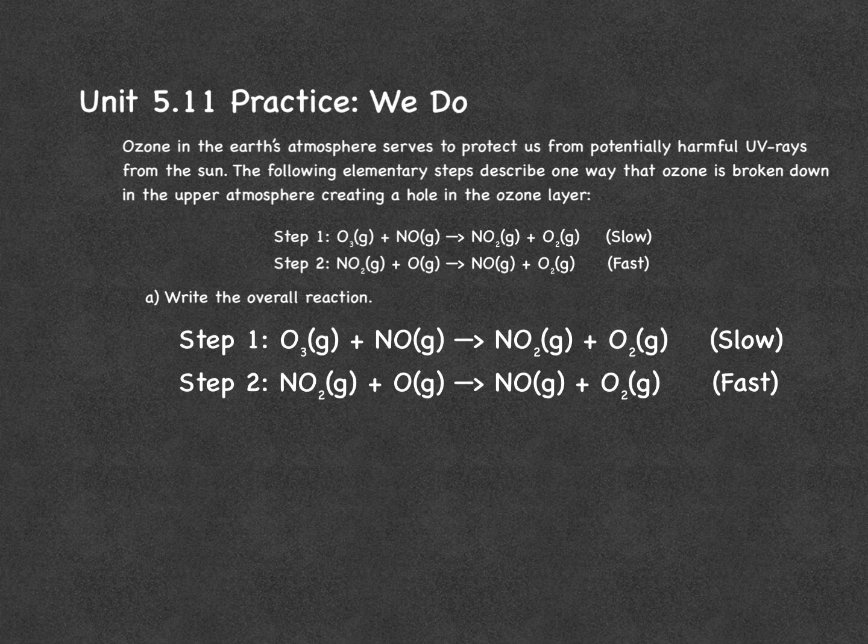And now we're going to cancel out all of our duplicates. So every species that exists on both the reactant and the product side. So when we do this, we get NO is on our reactant side in step 1 and our product side in step 2. So that's going to cancel. And then we also have NO2, which is on the product side in step 1 and the reactant side in step 2. So that's going to cancel as well. And those are the only two species that are on both sides.